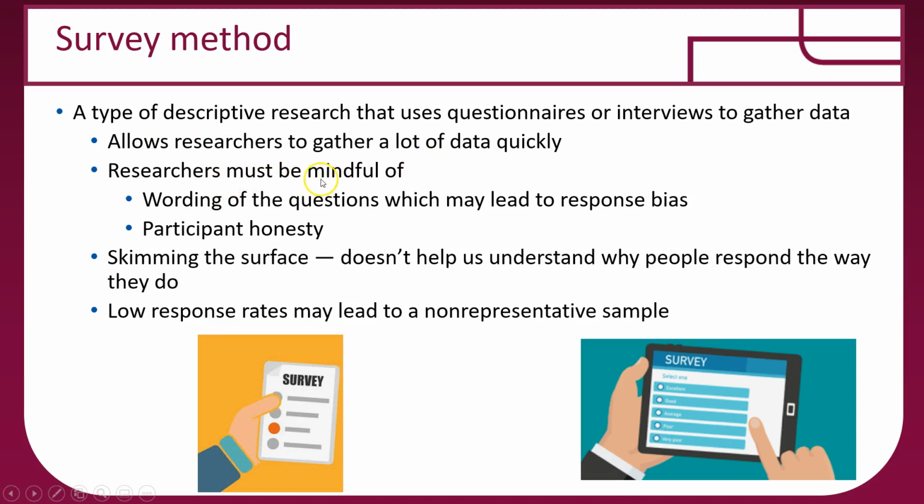We have to be very mindful of how we word questions so that they don't bias people's responses. We also have to be really worried about and thinking about how we get participants to be very honest. You would all learn about how to do this in a research methods class. This really just skims the surface. It doesn't help us understand why people respond the way they do. We would need to do a follow-up survey to understand that.